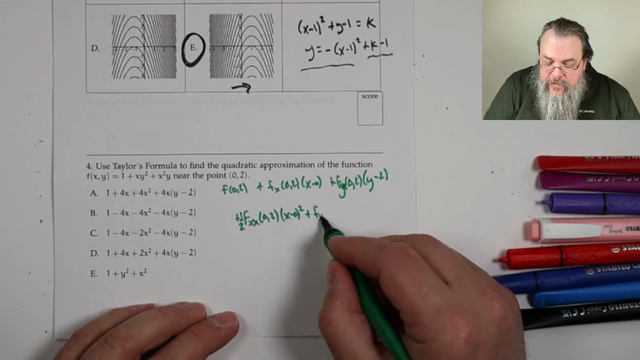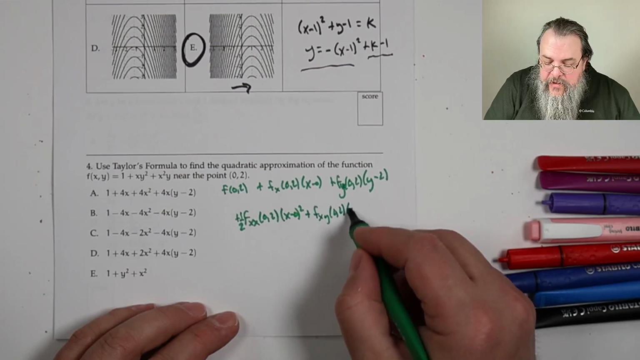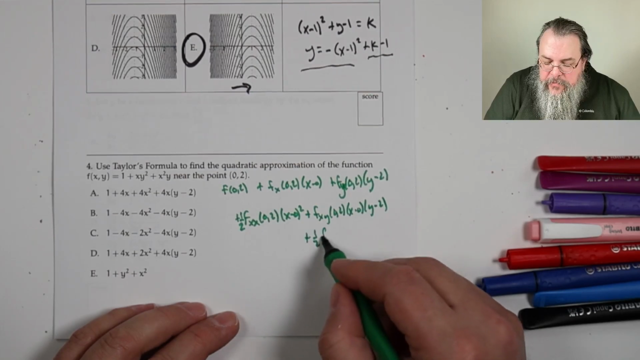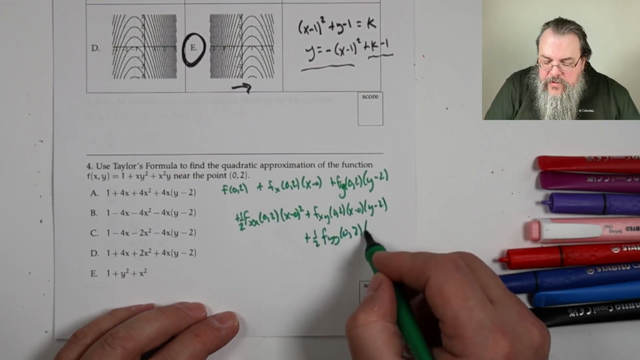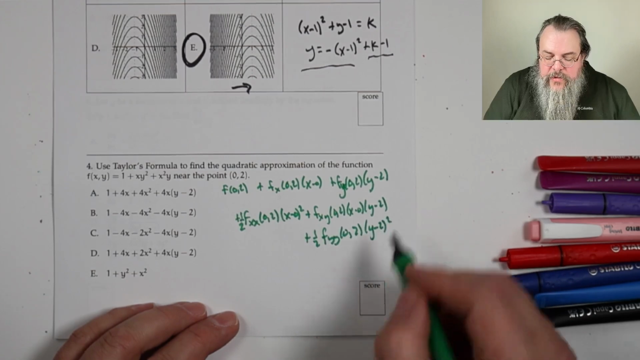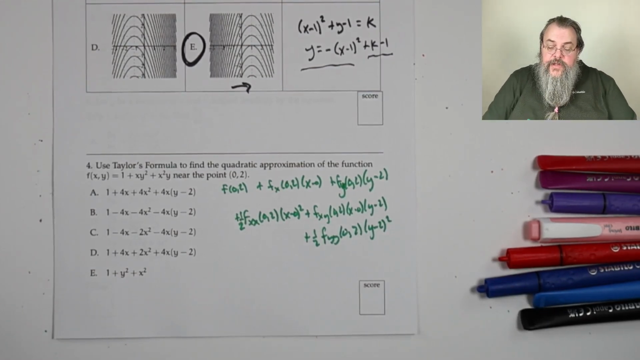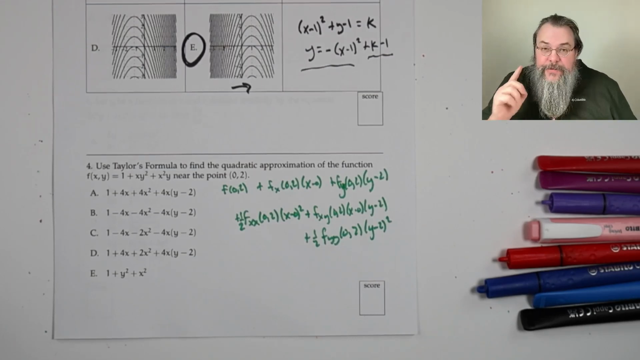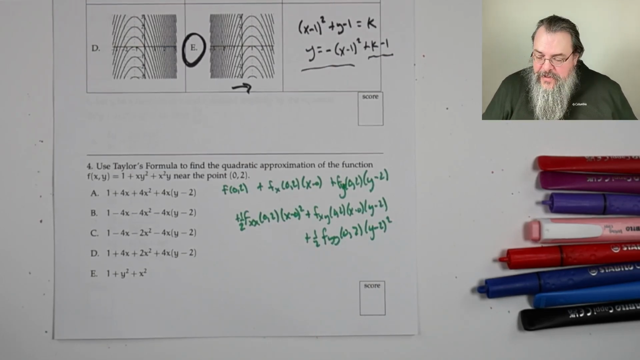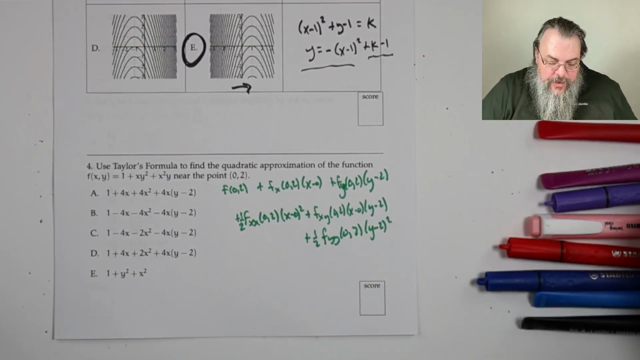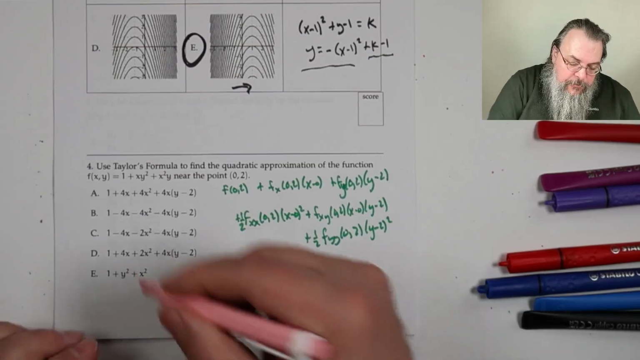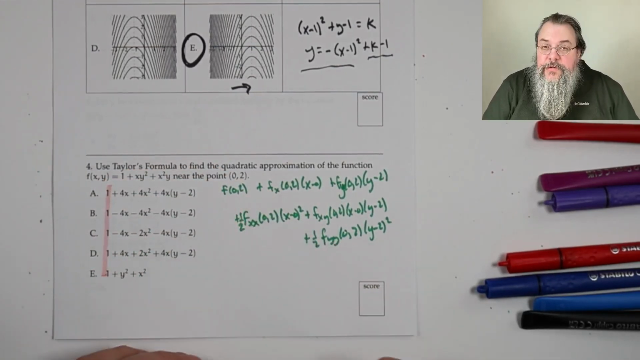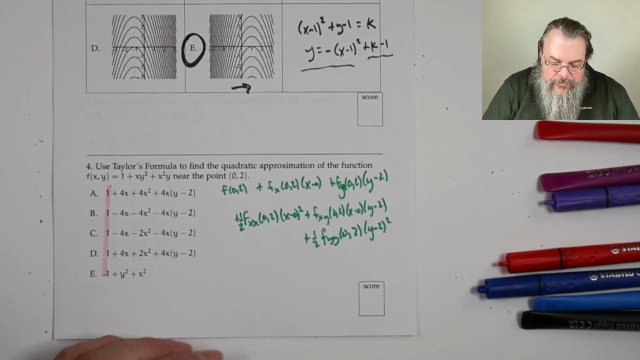Plus f_xy at 0, 2, times x minus 0, times y minus 2, plus 1 half f_yy at 0, 2, times y minus 2 quantity squared. All right, so there's a lot that we could have to go through and check, but we only have to know enough to distinguish. So looking at this, we say, well, they all have the same 1. Okay, so that's not going to be helpful. So we're not even going to check what f of 0, 2 is. It is 1, but whatever.